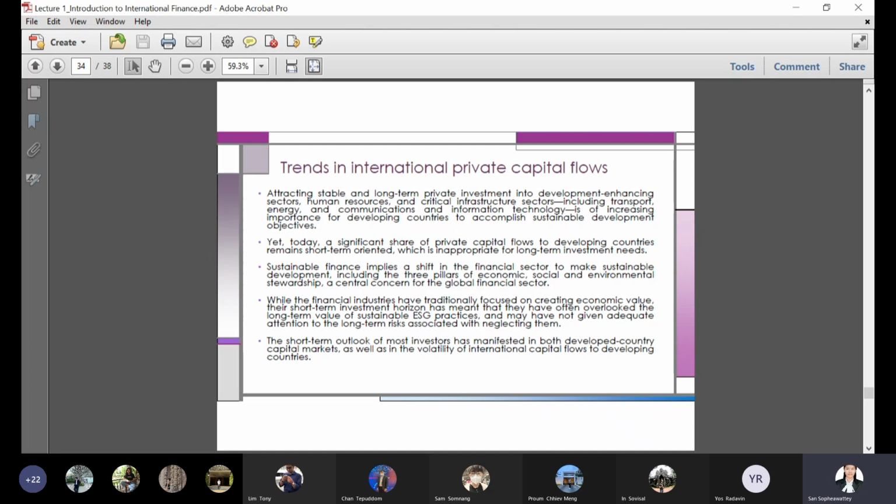For developing countries, because the financial market is not really developed or is at an early stage of development, they are still relying on more stable and long-term investment, such as foreign direct investment, in order to enhance their economic sectors, such as human resource, education, and infrastructure.